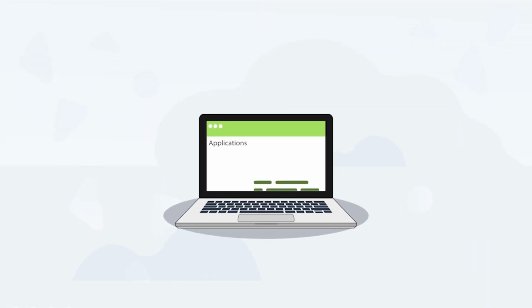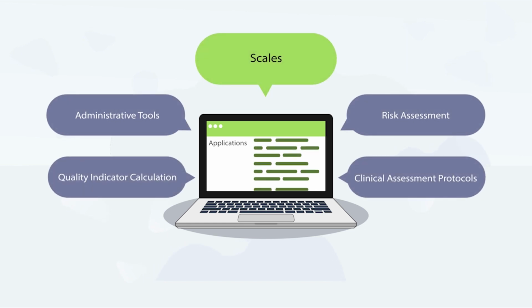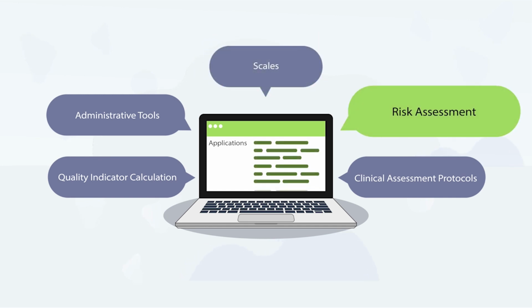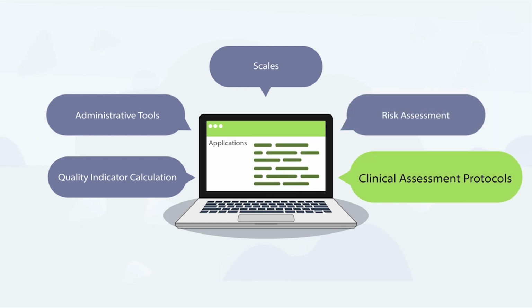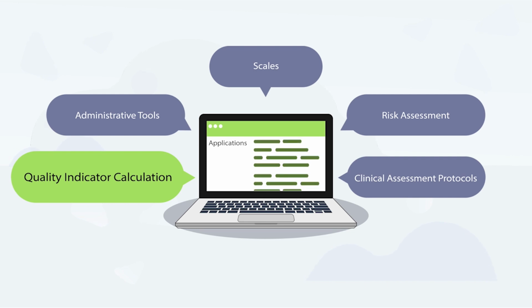There is a built-in toolkit that makes best use of the information gathered. We call these tools applications, and these are designed to support both care decisions made by clinicians and service administrators. They include scales to measure the status of a group of problems, like activities of daily living or frailty, risk assessments for future adverse events, such as falls, clinical assessment protocols or CAPs, which guide clinicians to identify individuals who require further assessment or specific interventions, administrative tools to assist in resource planning and reimbursement, and quality indicator calculation.